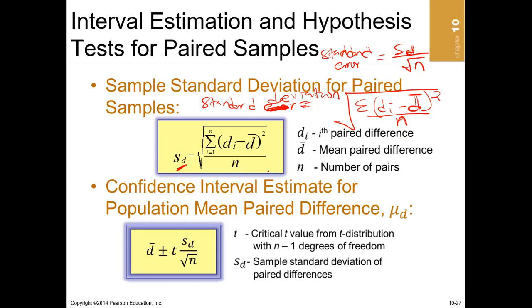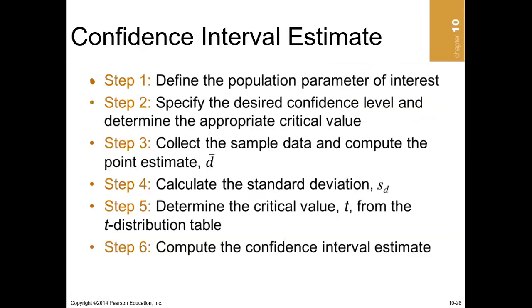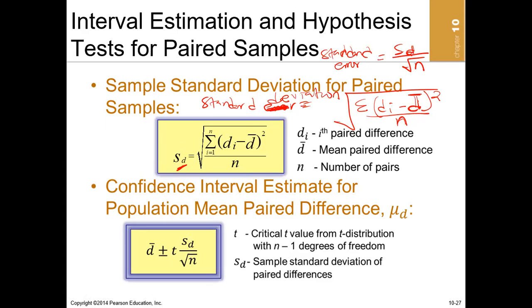Now, when it comes to paired samples, by default, it uses T. Okay, so for paired samples, we do not make a distinction between Z and T. For some statistical reasons, by default, it uses T as its critical value, not Z.